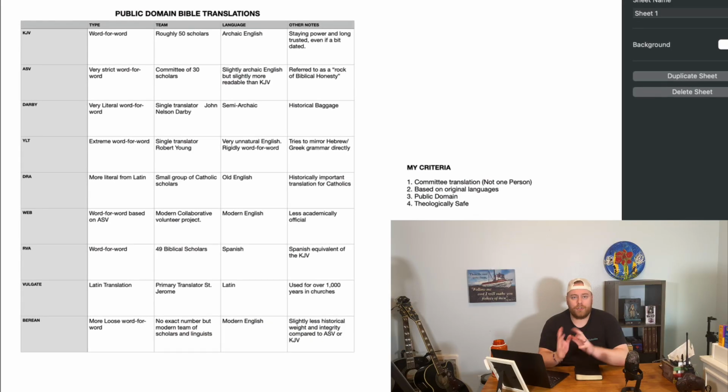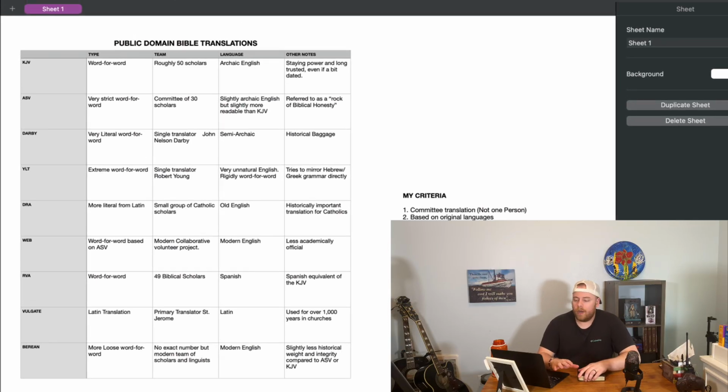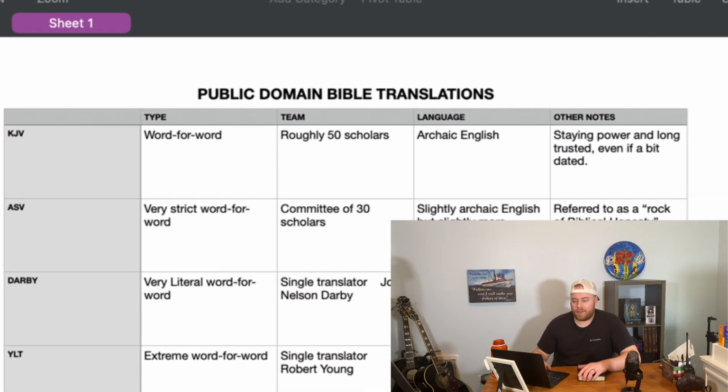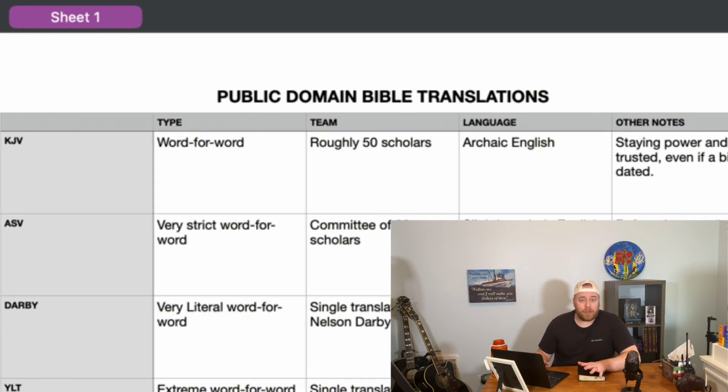All right, so now let's jump back into the King James Version. So I have separated these Bibles into 4 different categories. That is their type, which for the most part, every single one of these Bibles is more on the word for word side of things, which is where I tend to feel more comfortable. The other end of the spectrum is thought for thought, which is more trying to capture what the author meant.